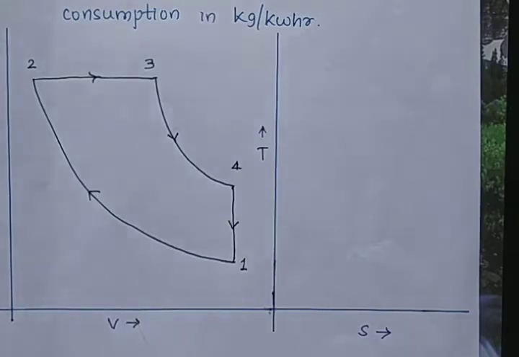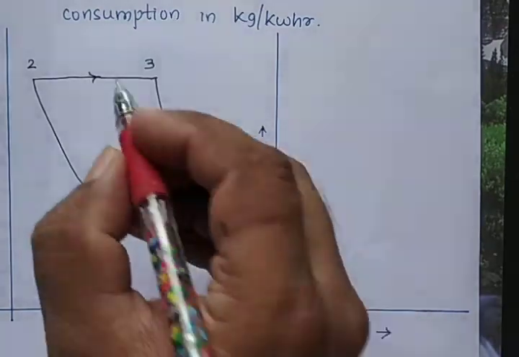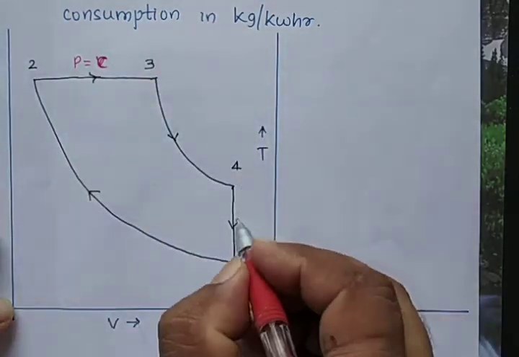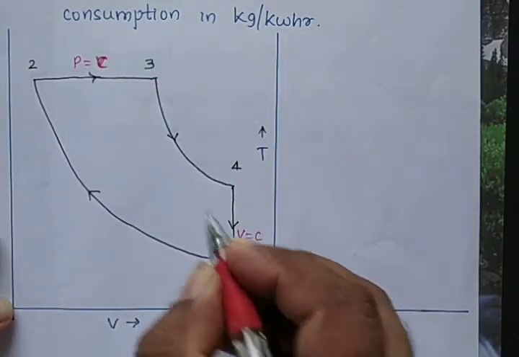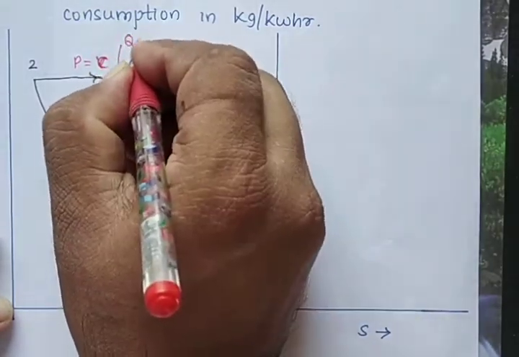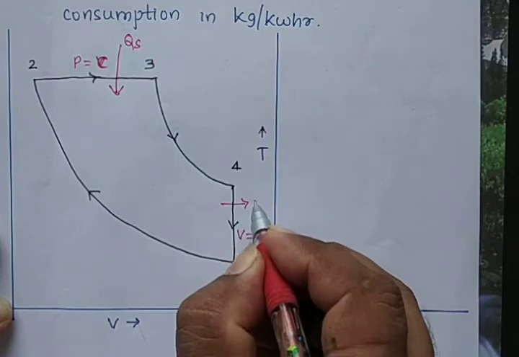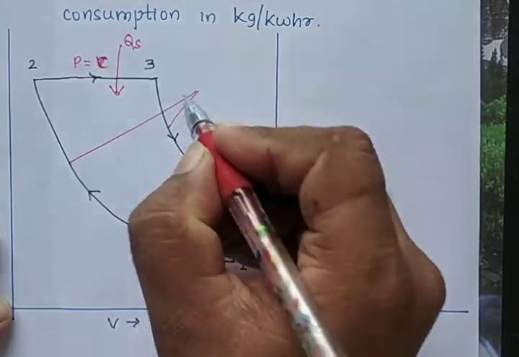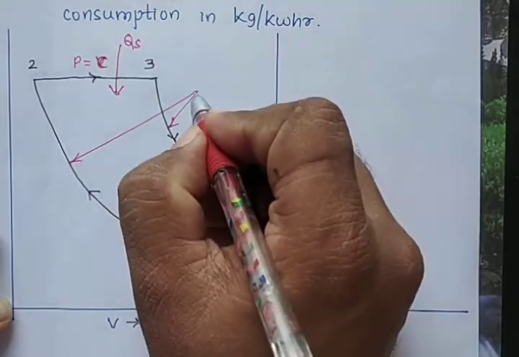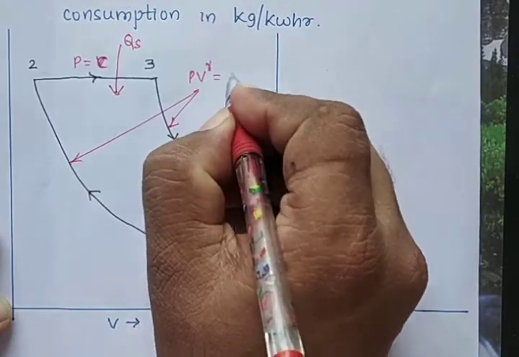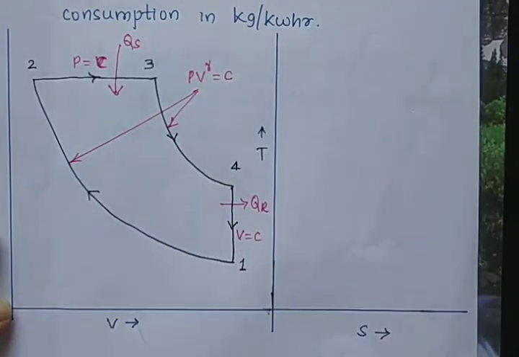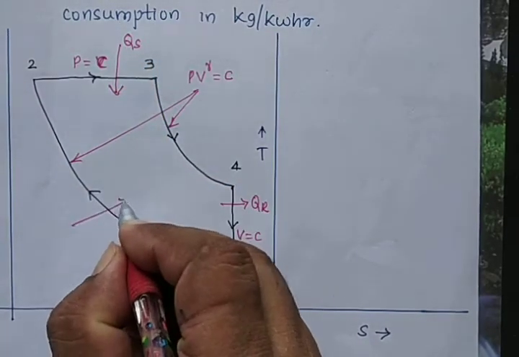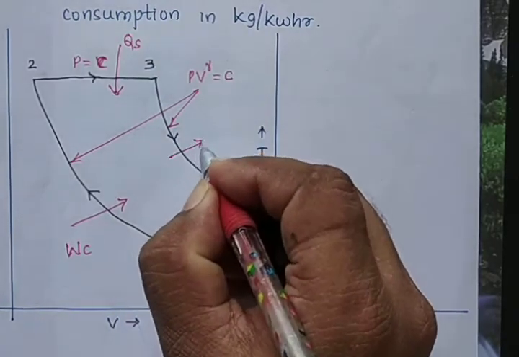So I will represent. 2 to 3, P equal to constant, then 4 to 1, V equal to constant. During this process heat is added, that is QS. Here heat is rejected, QR. Then the work of compression and the work of expansion are both isentropic processes, that is PV to the power gamma equal to constant. Work of compression from 1 to 2 and work of expansion from 3 to 4.